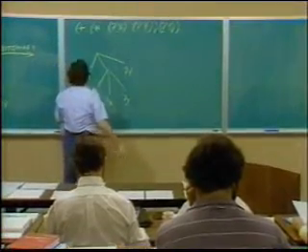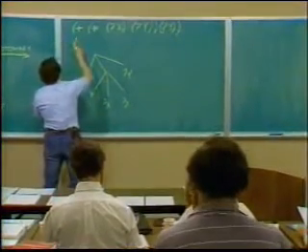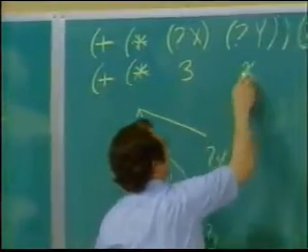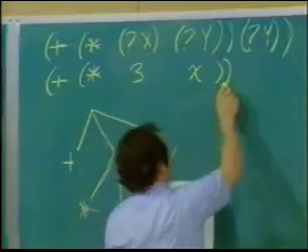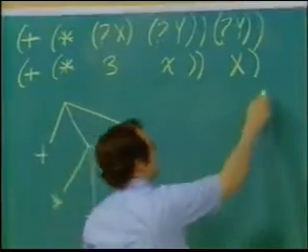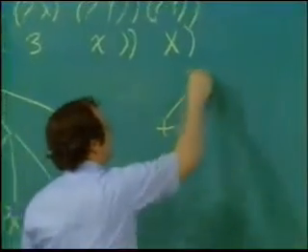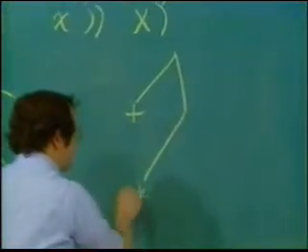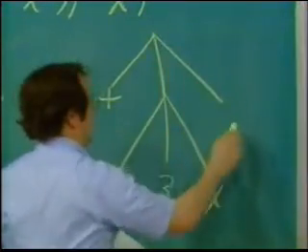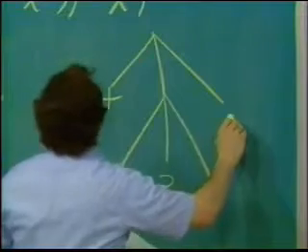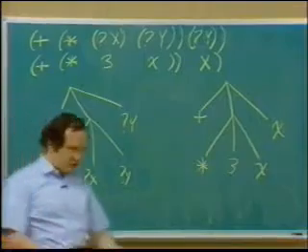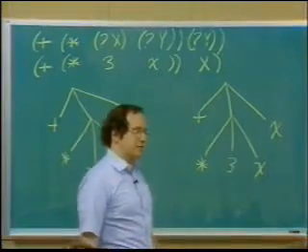Now, supposing we're matching that against an expression which matches it. The sum of, say, the product of 3 and x, and say x. That's another tree. It's the sum of the product of 3 and x and x. So what I want to do is traverse these two trees simultaneously.